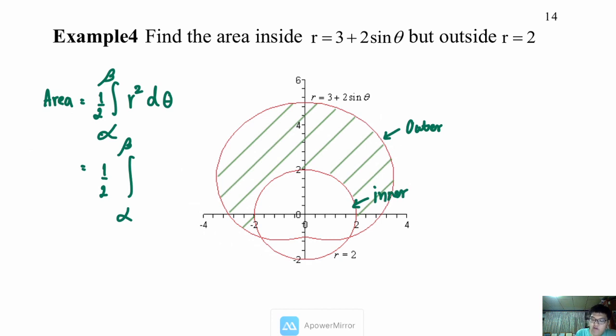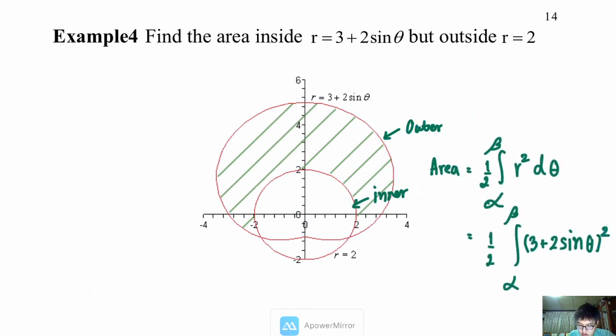Okay, for the area, look at me, think with me, this one is a curve. For the whole area, we cut off the circle, right? This means we will get r squared minus this r squared. For the outer loop, r equals 3 plus 2 sine theta, squared.